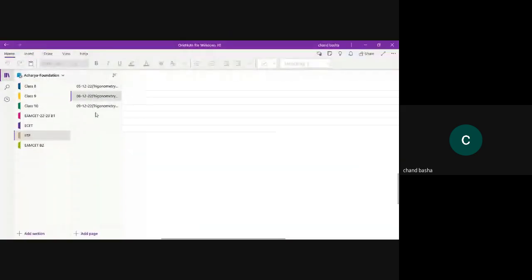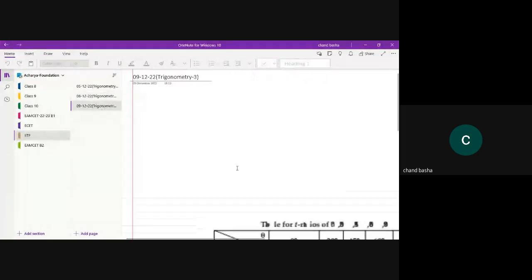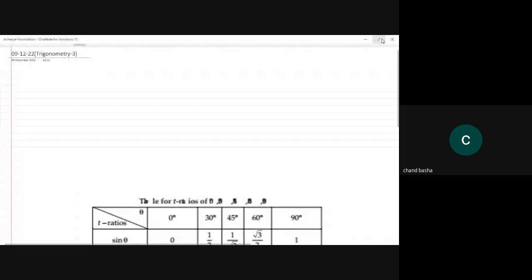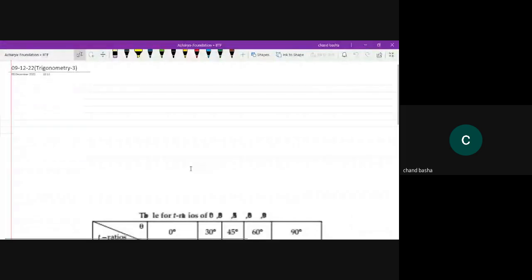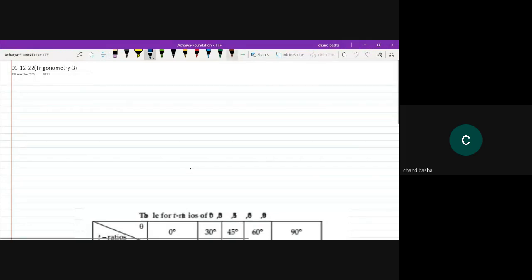Now today, let's discuss the measurement of an angle, how to measure an angle. That's today's concept: the measurement of an angle.